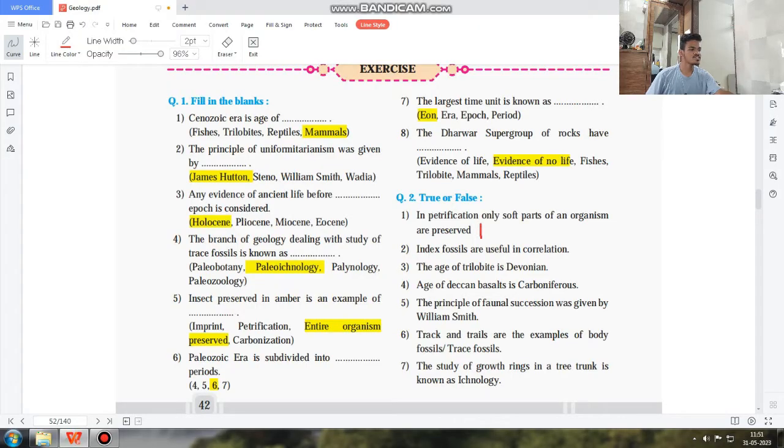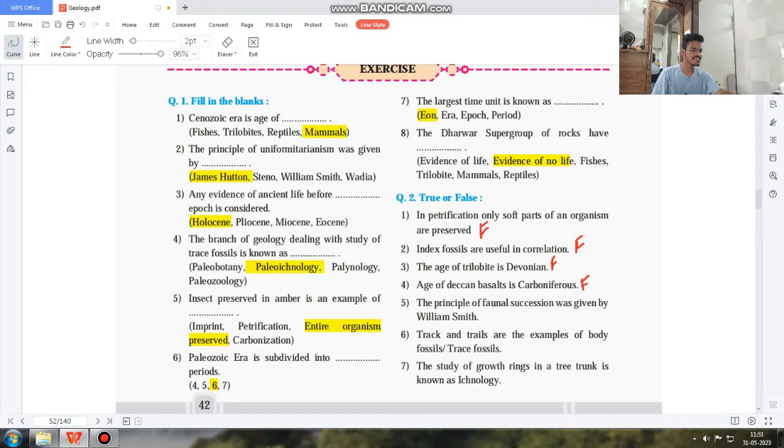In petrification, only soft part of organism are preserved. False. Index fossils are used in correlation. False. Age of trilobite is Devonian. False. It is Cambrian. Age of Deccan basalt is Carboniferous. False. All are false only.